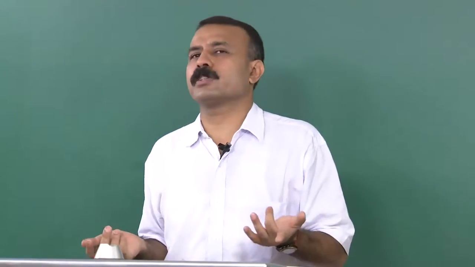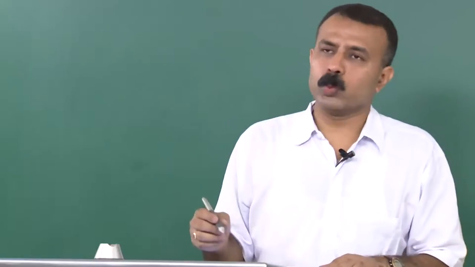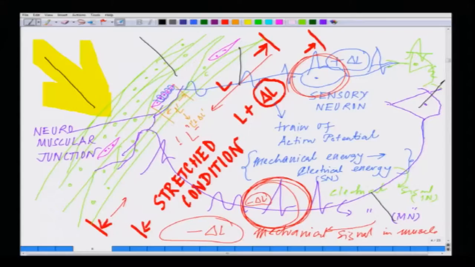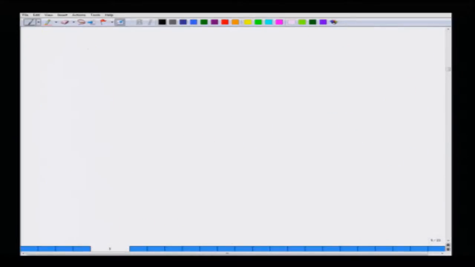The first thing we haven't touched, let me tell you, is how when there is a stretch on the muscle, how this change is being sensed, or in other words, this change in length. I told you that there is a change in length in the muscle spindle. How is that information on the muscle spindle transmitted to the spinal cord? I will tell you why I am asking this question. In the last class, when I was trying to explain the synapse and everything, I told you it is working like this.